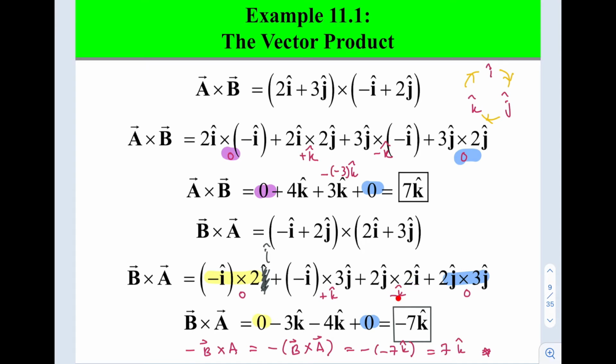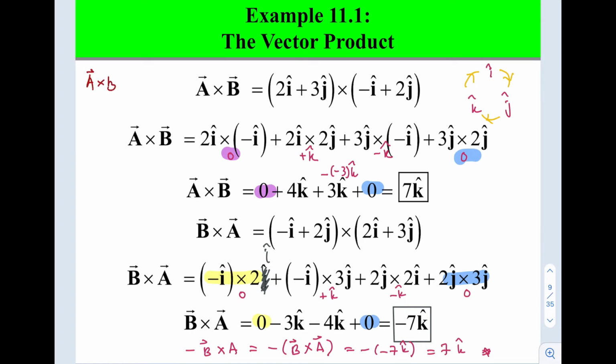2 times 2, the answer is positive 4, right? But you have to take the negative of your answer. So the negative of positive 4 will give us negative 4. From here, if we add this up, you will have negative 7k. So it is true that negative of B cross A, the negative of negative 7k, gives us positive 7k.